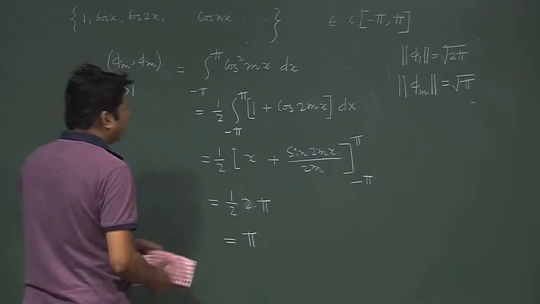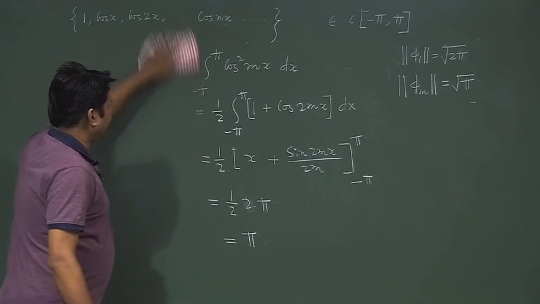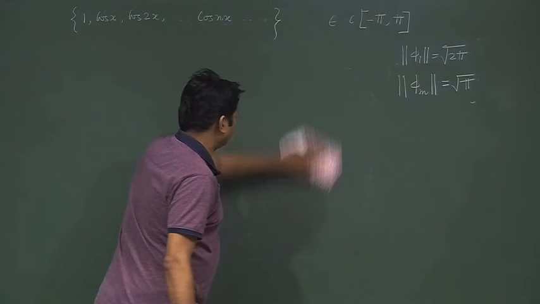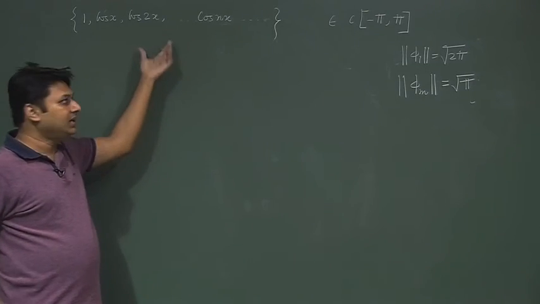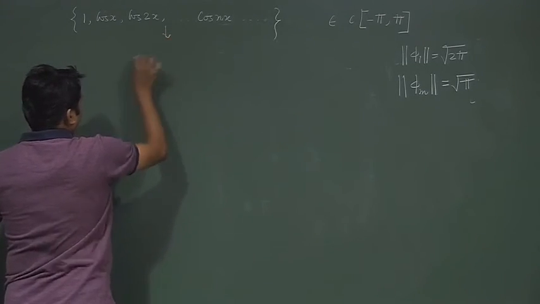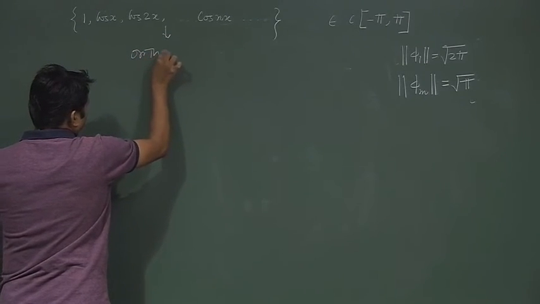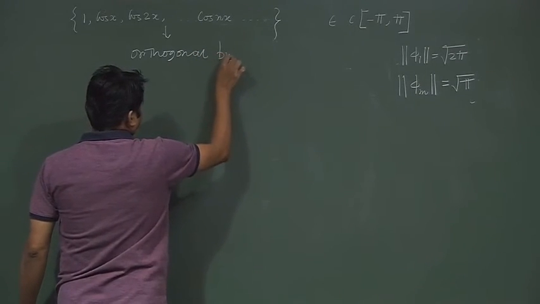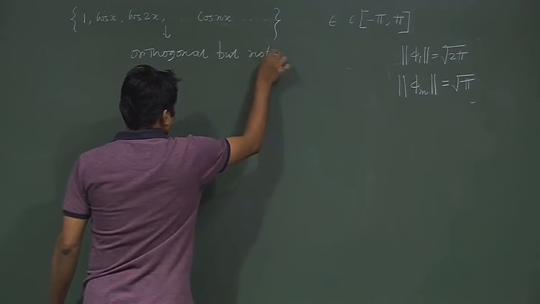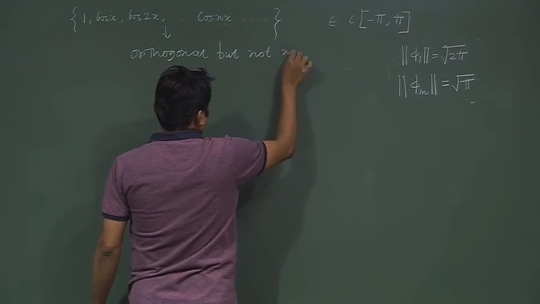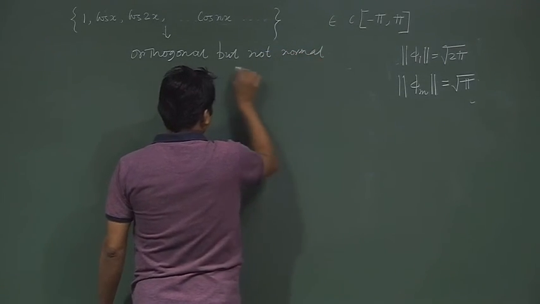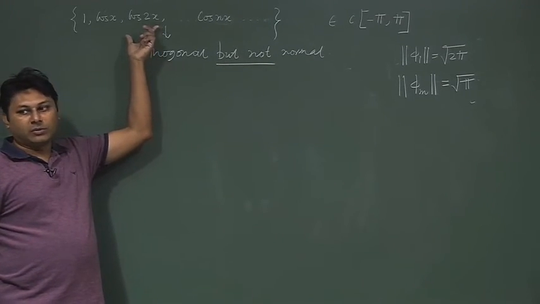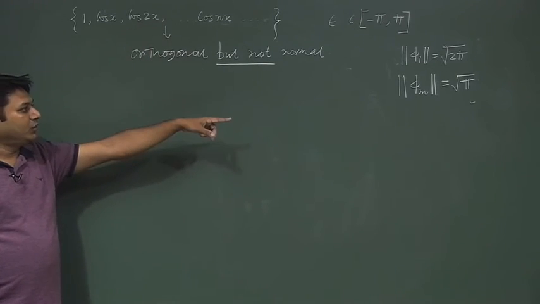Once we have the norm, then I can readily say that my normalization factor is in my hand. So, what I will do is just change this function. Initially, if you remember, this function set was orthogonal, but not normal. Because if I take the norm of these things, I will find this value is not equal to 1.